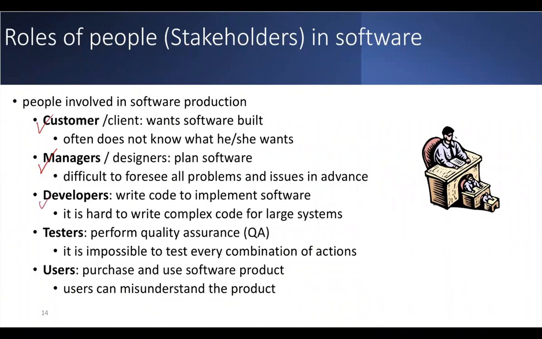We also have developers who are going to write the code to implement the software. For larger systems, it's really hard to write complex code, so that's a little bit tricky. And then we have the testers who perform the quality assurance. Because it's impossible to test every combination of actions, the testers have to perform a critical task to identify those errors and defects in the software across all the phases of the software development process. So their task is also very challenging.